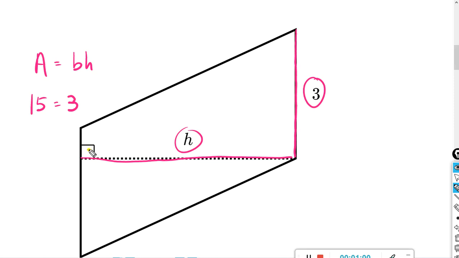Okay, it makes a right angle here, but this side is parallel to this side, so it also makes a right angle here. Remember, the height and the base always make a right angle with each other. So the height is just H. In place of H, I'm going to keep it as H.